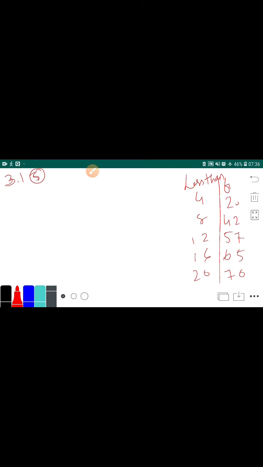So you have to read the question. The data is like less than 4 talk time minutes, less than 4, less than 8, less than 12, less than 16 and less than 20. And frequencies 20, 42, 57, 65 and 70. And this frequency is obviously cumulative, as the classes are in less than form.